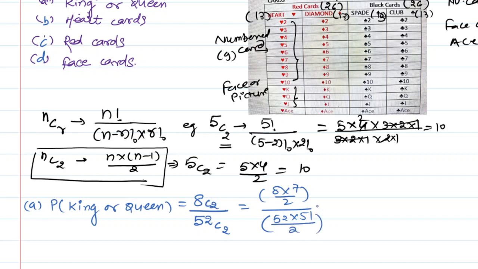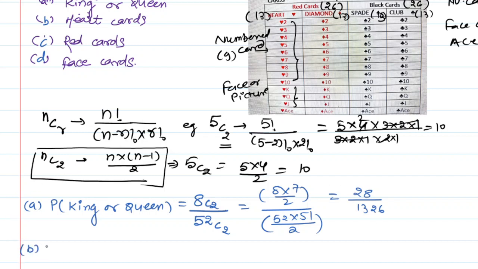Fine. So what is 8 into 7 by 2? 8 7s are 56. Divide by 2, that gives me 28. Similarly, this 2 and 52 will get cancelled. That is 26 times. So it is 26 into 51. That gives me 1326. If you want, you can reduce it further. Otherwise, you can leave it as it is.